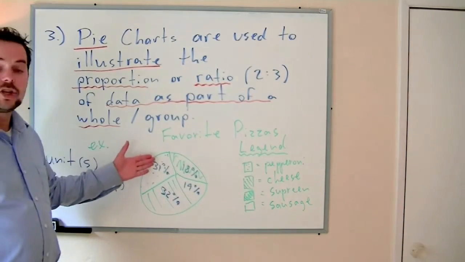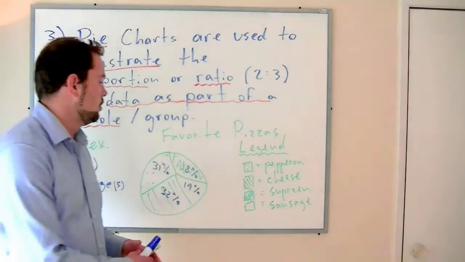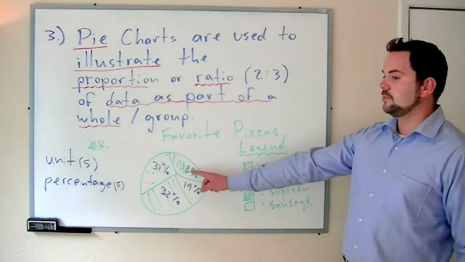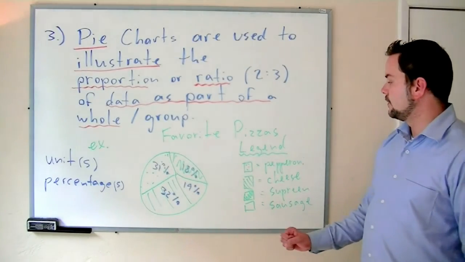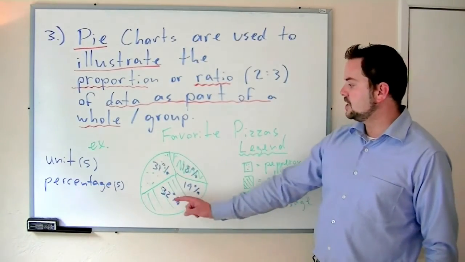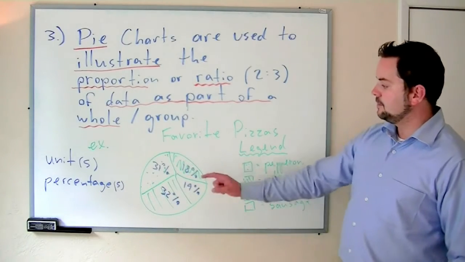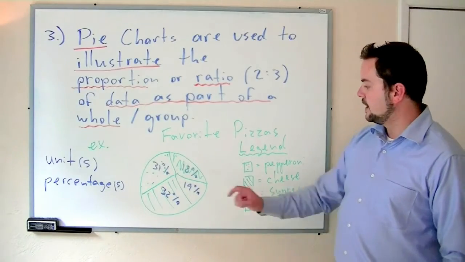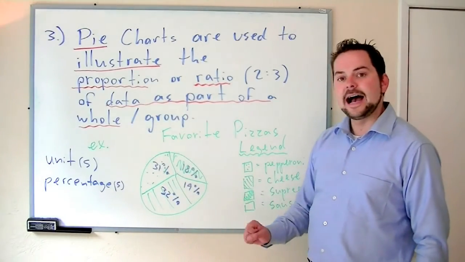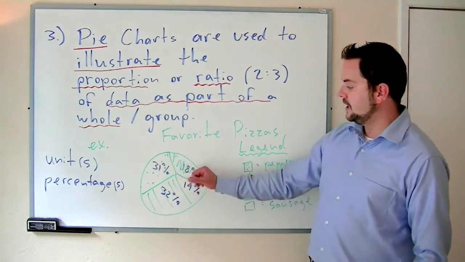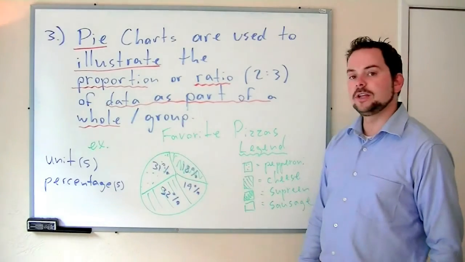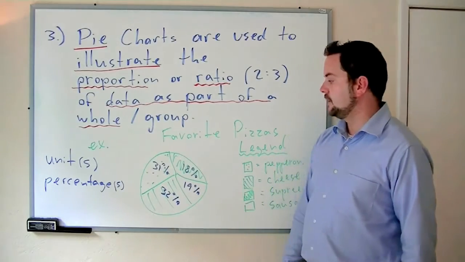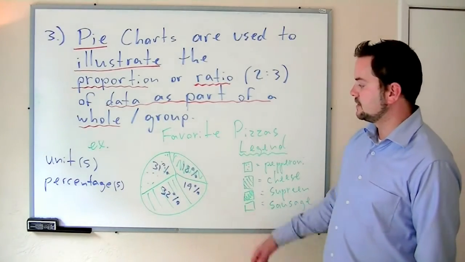Now, most important is when you're describing the pie chart, then what you need to do is you need to change it into human language. So let's observe here that if we're looking at the supreme pizza and we're looking at the cheese pizza, we can say that people who like the supreme and cheese pizza are half of this group, because 18% and 32% together are 50%, which is half of the group surveyed or interviewed about their favorite types of pizzas.